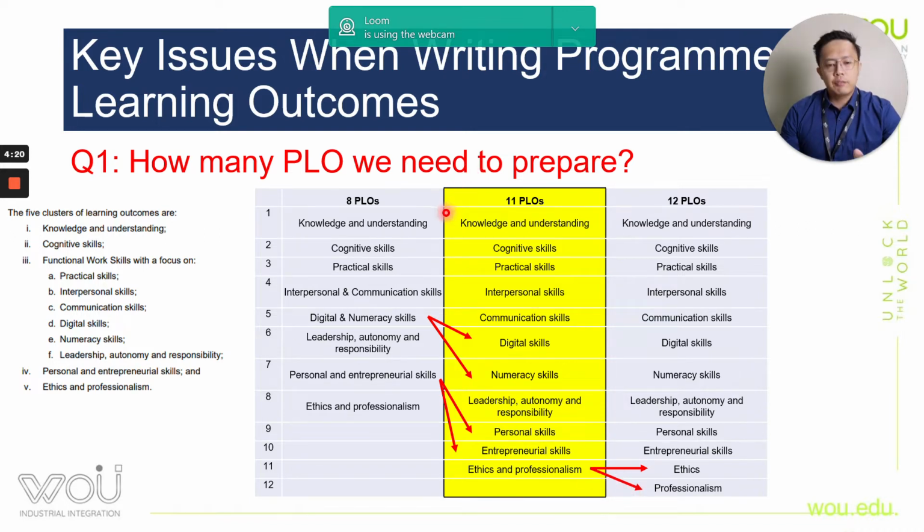If you ask me whether we should use 8, 11 or 12, I can just share with you that right now in the market, most of the institutions are using 11 PLO. So they have revised their PLO to become 11 PLO. But we do see that some institutions are using 8 PLO, and there's nothing wrong with that.